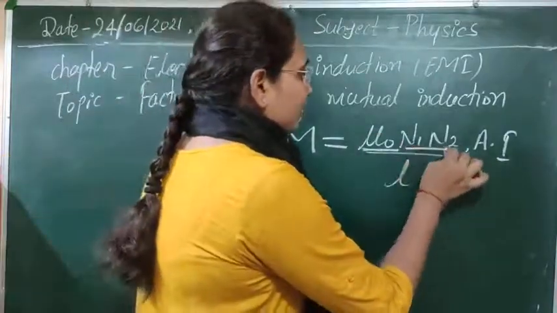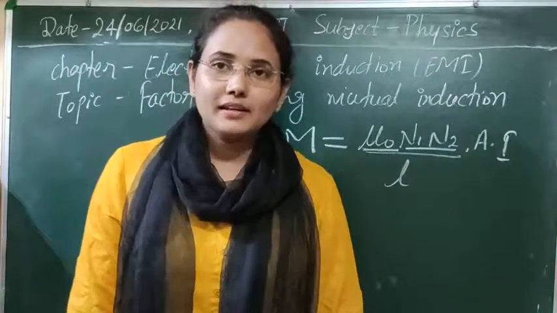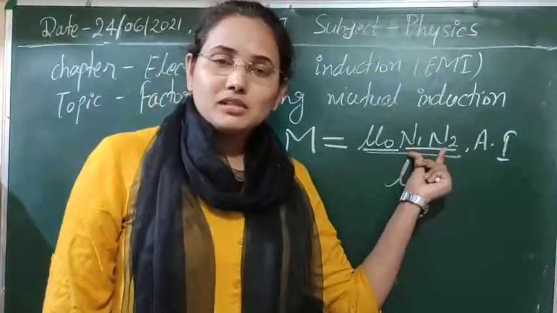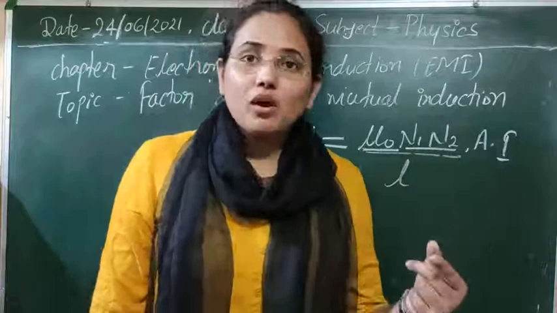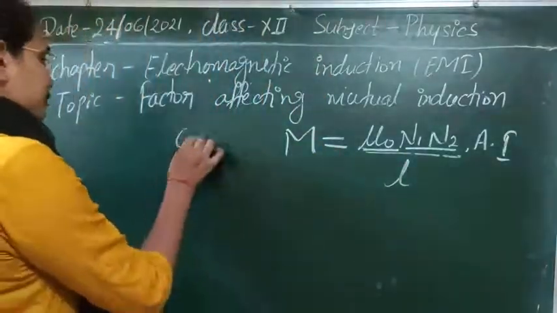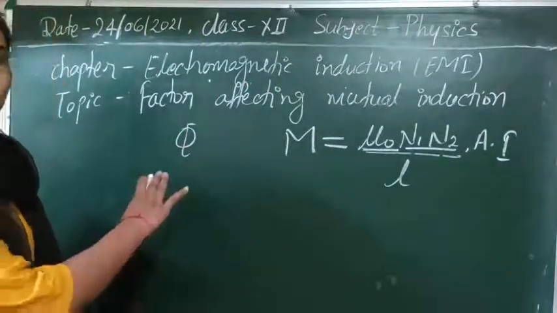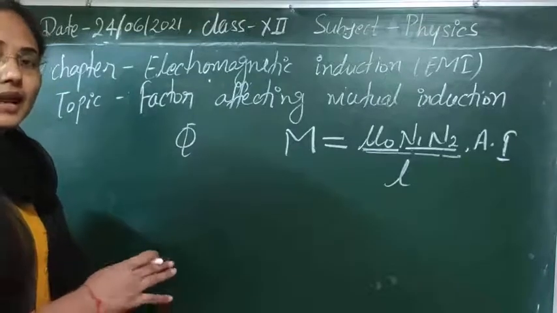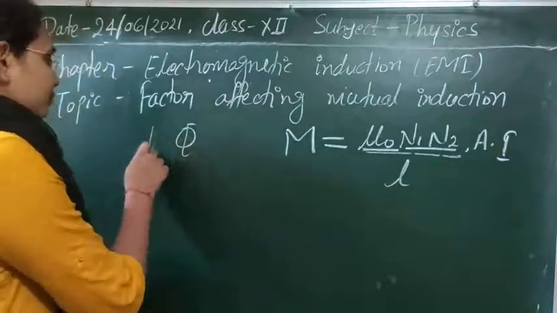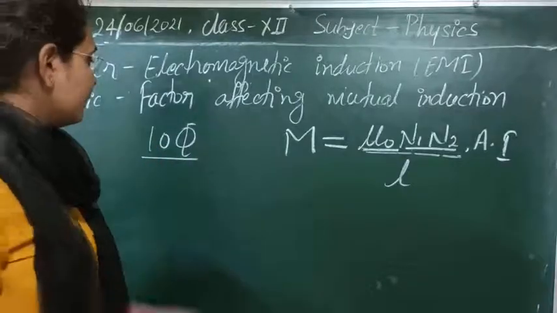The second factor is the number of turns, the number of turns in each coil, either primary or secondary. The greater the number of turns in the coil, the greater the change in flux. Suppose one coil has flux phi associated with it, and if we have a total of 10 coils, then the total flux linked is 10 phi.